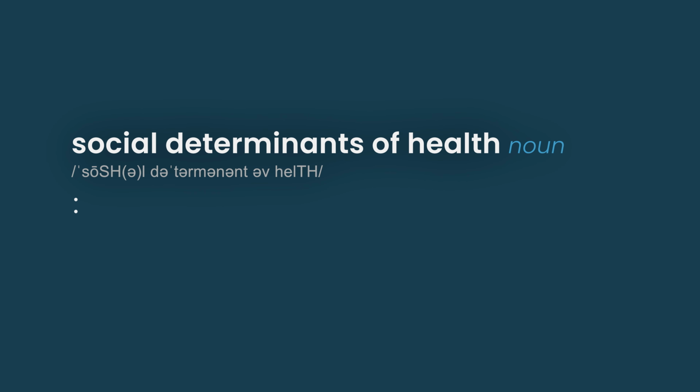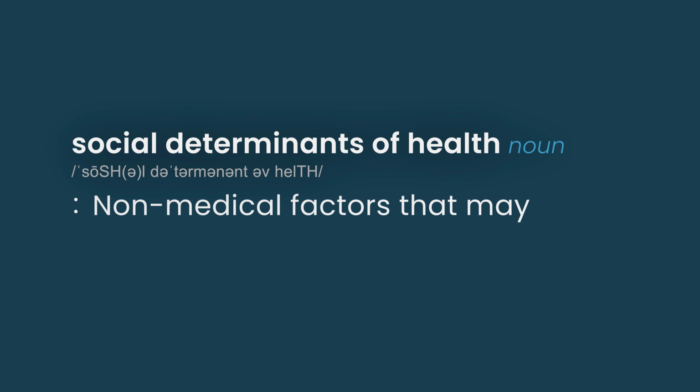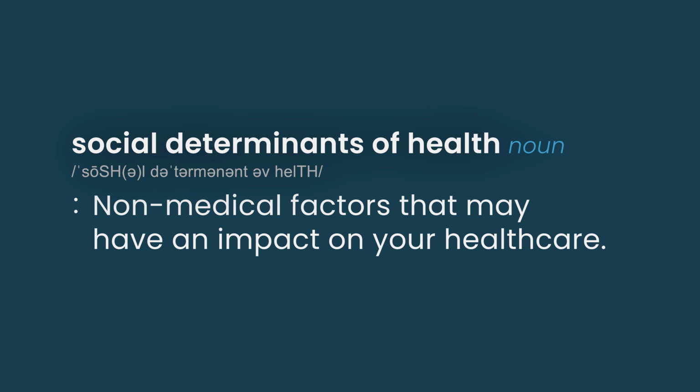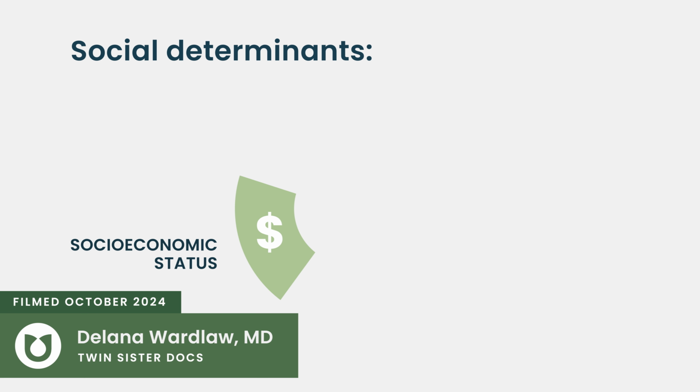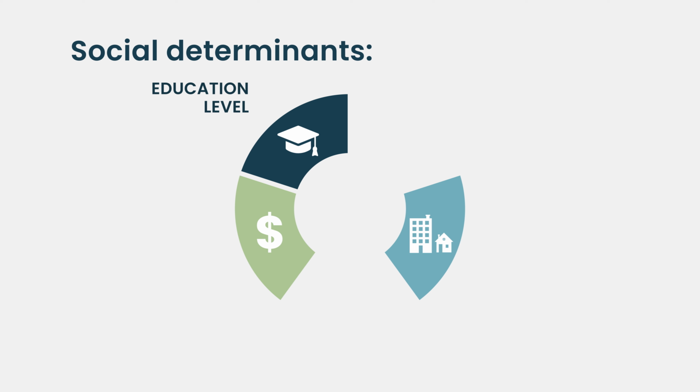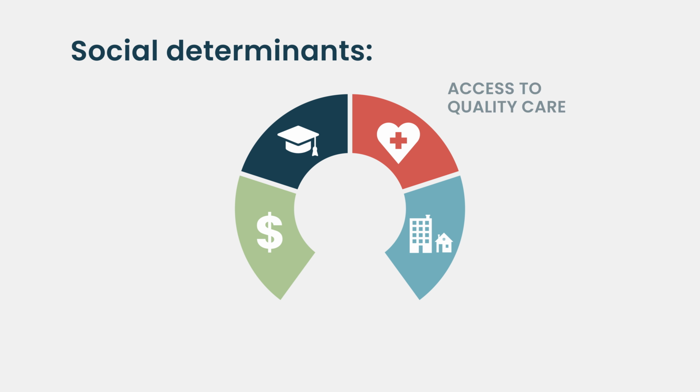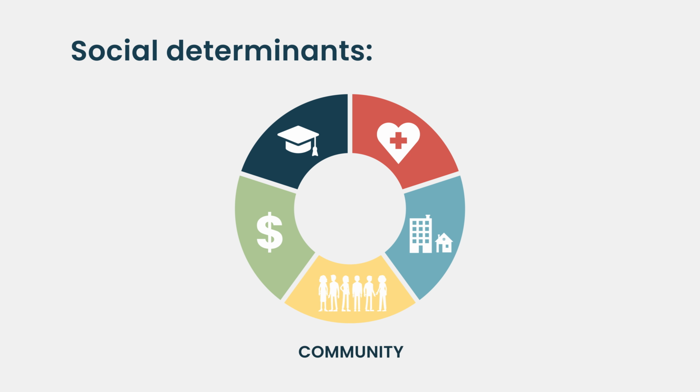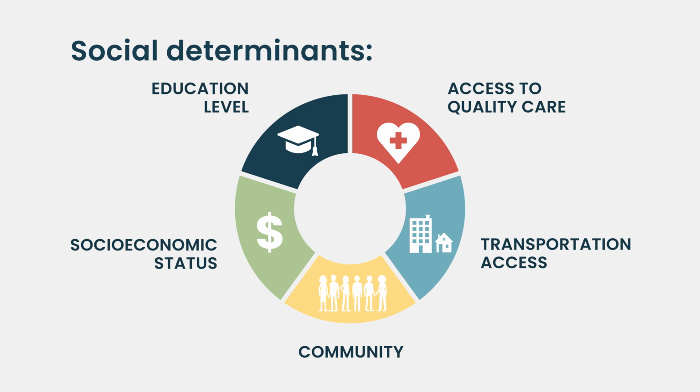Next, what are the social determinants of health? So social determinants of health are those non-medical things that can have an impact on one's health care. It can include socioeconomic status, transportation, access to quality schools, access to quality health care, and it also involves patients' social spaces where they live. Yep. So one's community has a huge impact on their health.